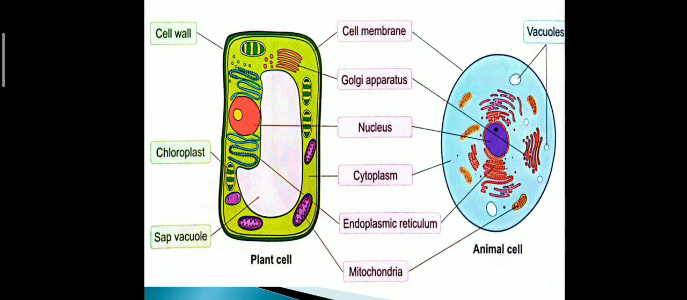These are the parts found in both cells. And the difference between the two cells: the animal cell contains many small vacuoles, and the plant cell contains a cell wall, sap vacuole, and chloroplast. Let's talk about the function of each part.